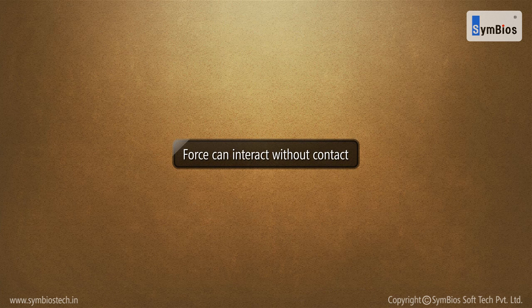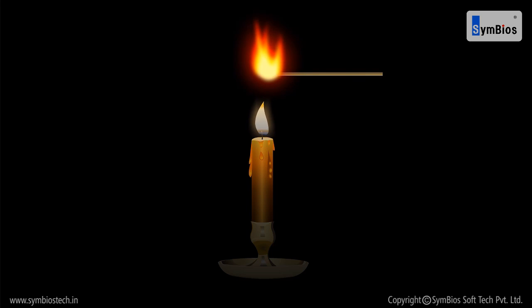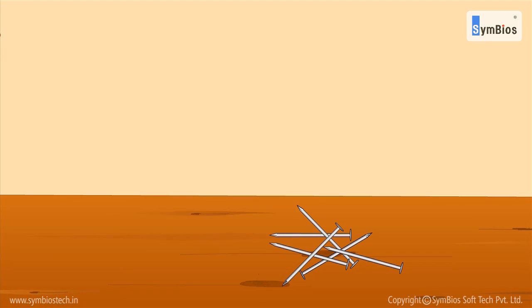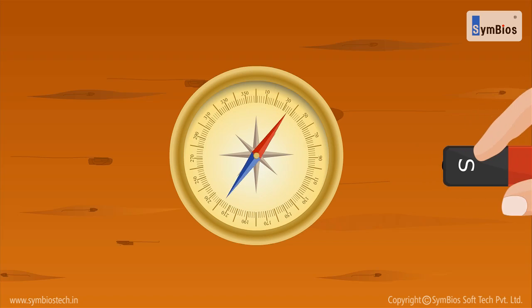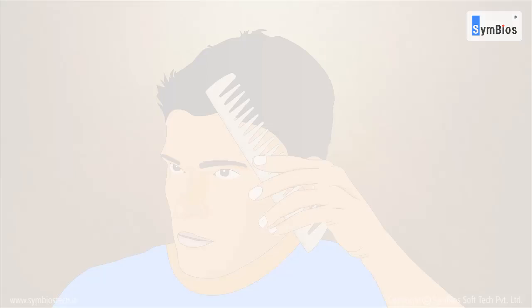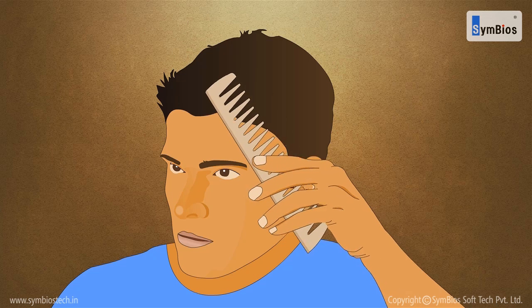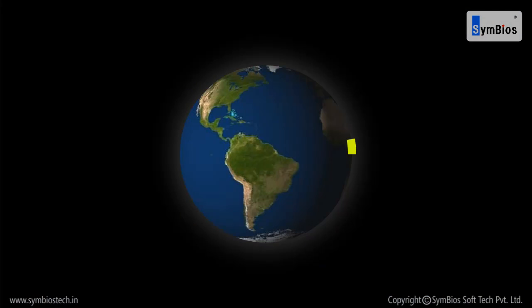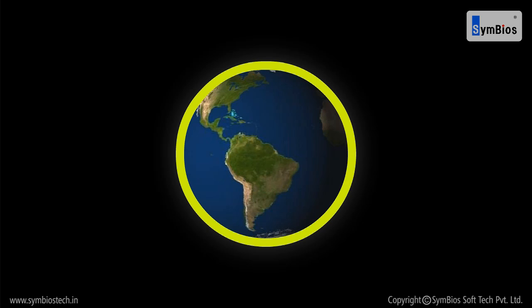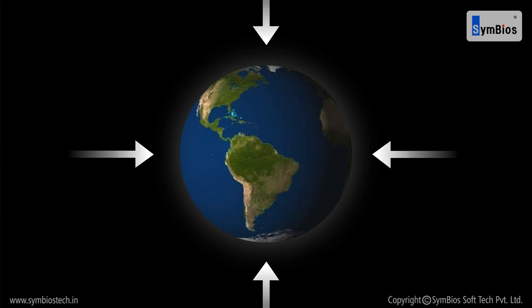Force can interact without contact. Interaction between two bodies can also take place when they are not in contact. For example, a magnet can attract iron pieces or deflect a compass needle from a distance. A comb rubbed in dry hair can attract paper pieces from a distance. Our earth is round because of gravitational force.